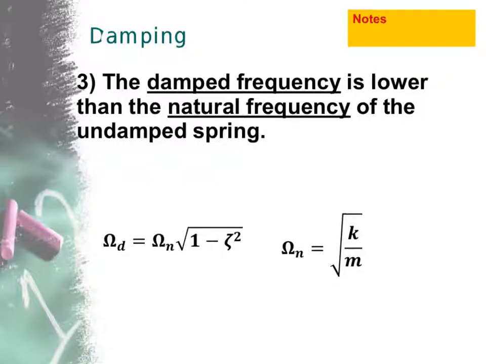Well, what other interesting things happen? I mentioned this already when I defined what the damped frequency is, but the damped frequency is actually lower than the natural frequency of our undamped spring. So before we put that piston on there, we had a frequency equal to the square root of k over m, but when we put that piston on there, it actually operates at a lower frequency than what we originally had.